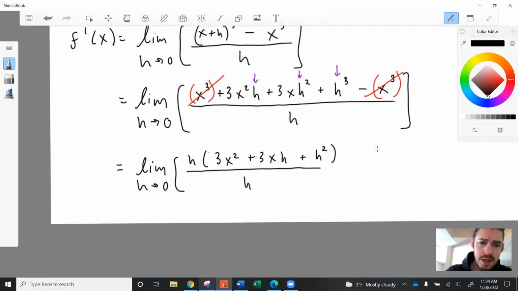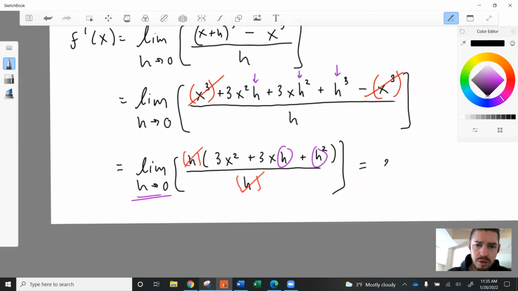Now, as you can see, this in red, h over h cancels out. All right. So now we have the limit of 3x squared plus 3xh plus h squared, and we are taking the limit as h approaches 0. So we're going to do direct substitution. That's going to be 0. That's going to be 0. We get 3x squared plus 0 plus 0.